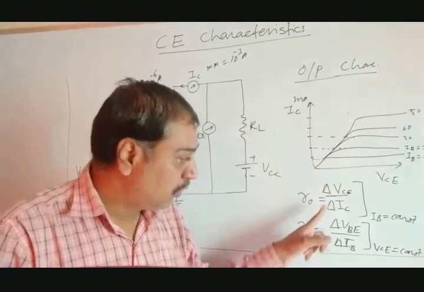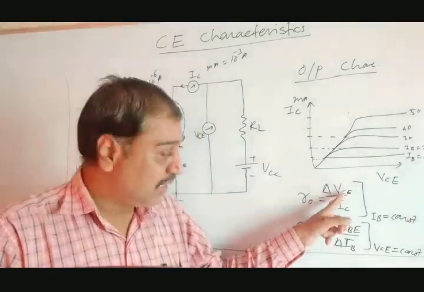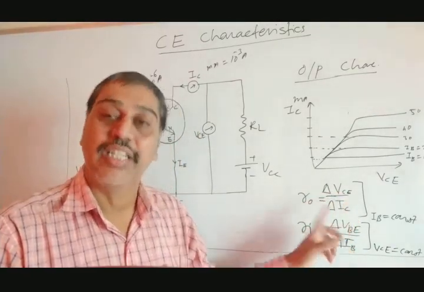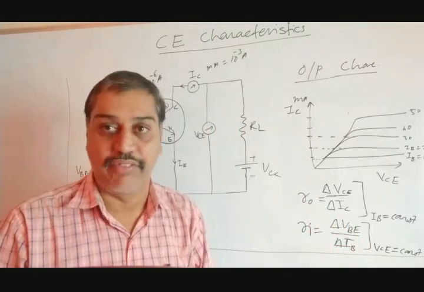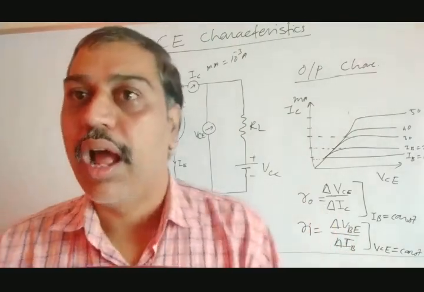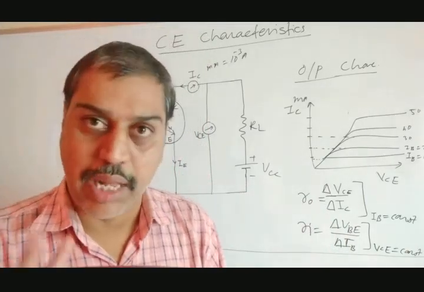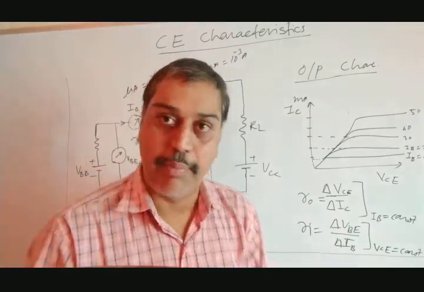What gets changed? This is VCE we have taken. This CE may get changed. IC we have taken. This suffix C may get changed. That is the only change in that configuration. I hope you got what is meant by transistor characteristics. There are two types of characteristics, input and output. That part we have finished.